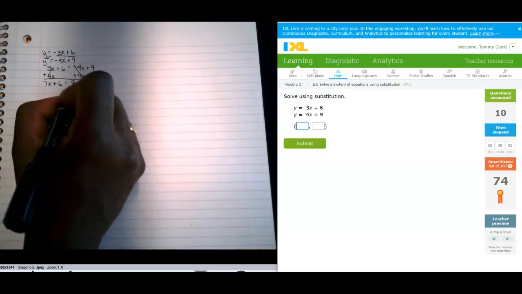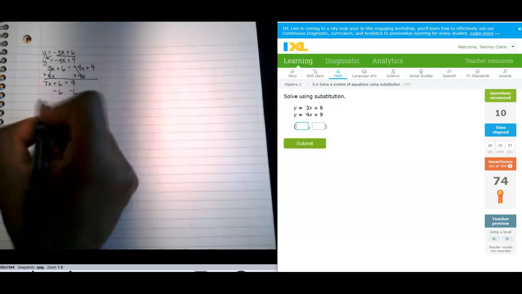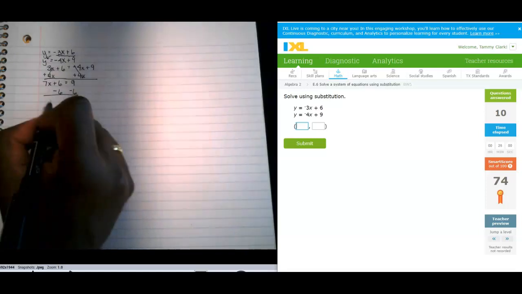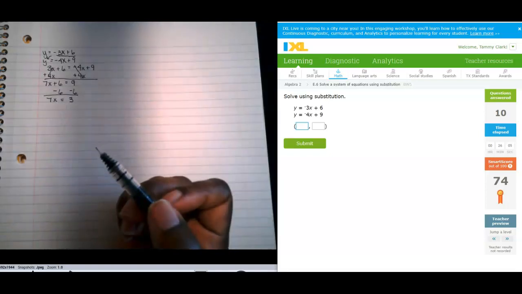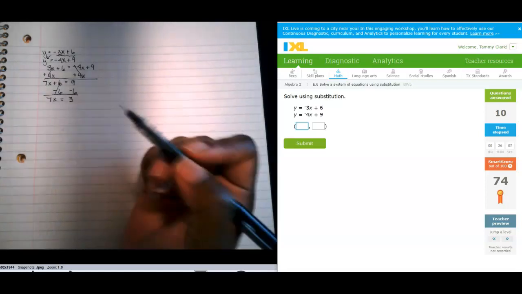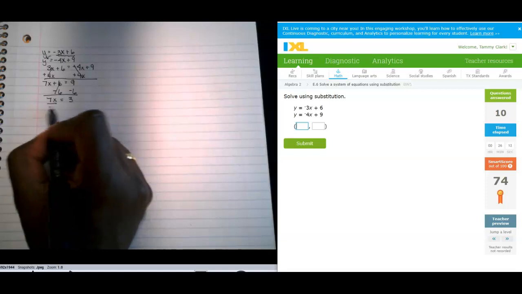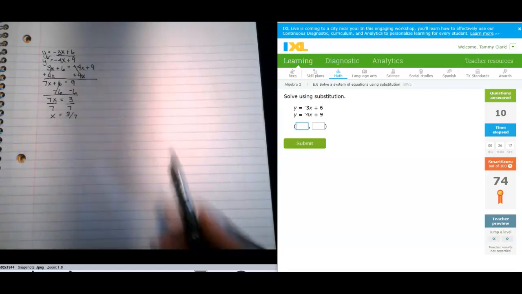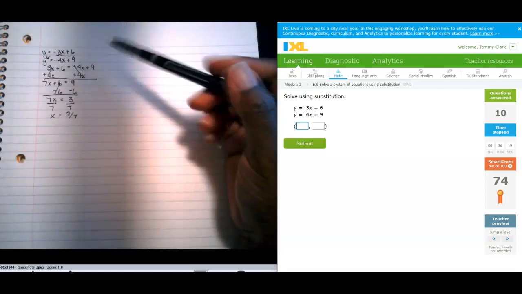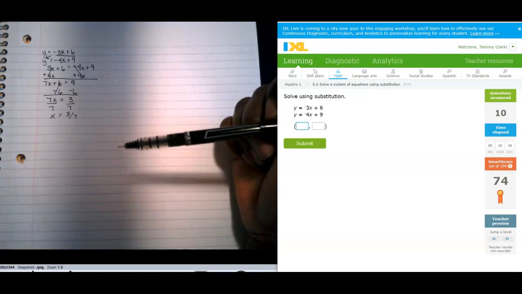I've got two numeric terms, so I'm going to eliminate the 6 from both sides of the equation, and that leaves me 7x is equal to 3. And if we divide by 7 on both sides, x is equal to 3/7. Now, you might be thinking, Ms. Clark, oh my gosh, it's a fraction. Yeah, so what? And I just noticed a mistake that I made.